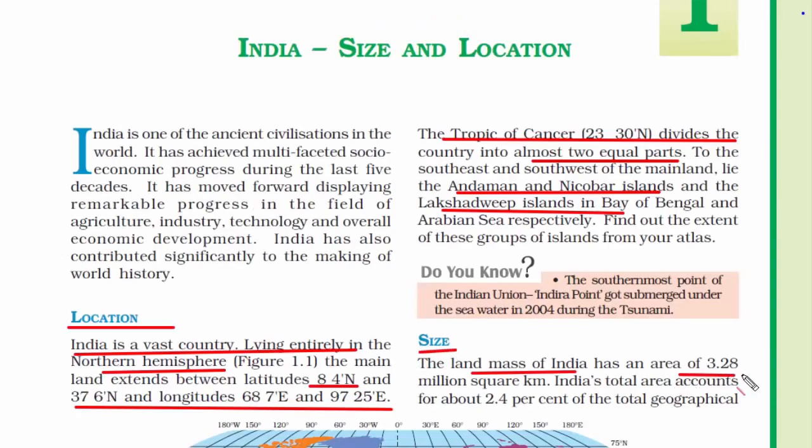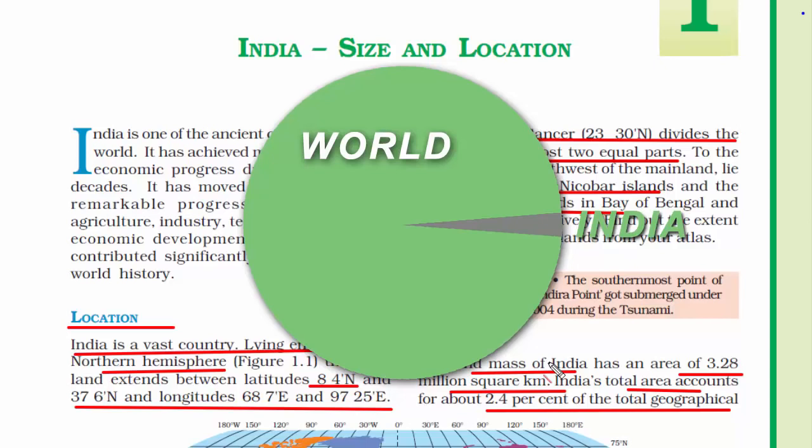And the next topic is size. So this is the size of our country in terms of area. It is 3.28 million square kilometer. So now that you have the size of our landmass, if you can find out the population of a country and divide it by the size of its landmass, you can get the population density. India's total area accounts for about 2.4% of the total geographical area of the world. So if we put all the landmass of continents and countries together, India takes away 2.4% of the entire pie.